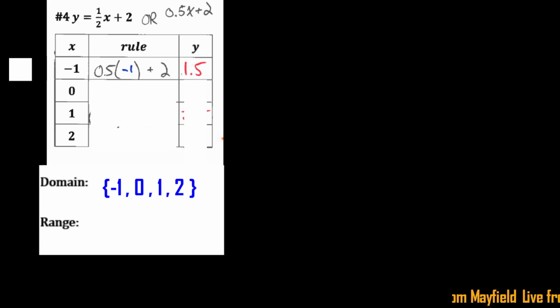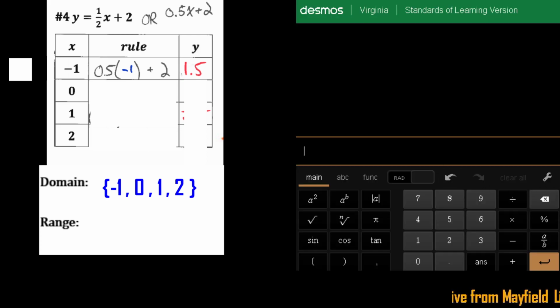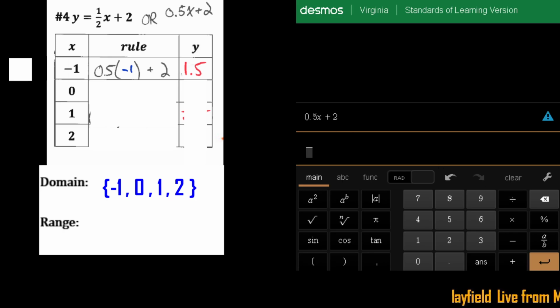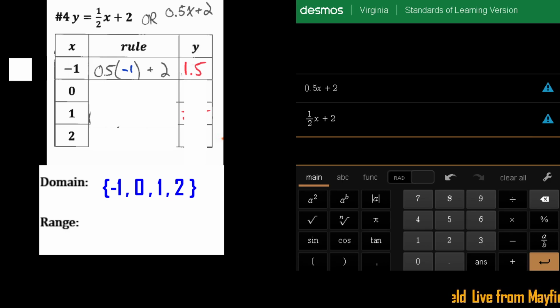Again, I can use that Desmos calculator to check. So I can say 0.5x, I said plus 2. I could also make the fraction. In the numerator, I have 1. In the denominator, I have 2, because that's 1/2. And I can say times x plus 2. Again, these are the same, so whatever my output is, it should be the same. So I'm saying if x equals -1, our output is going to be 1.5.